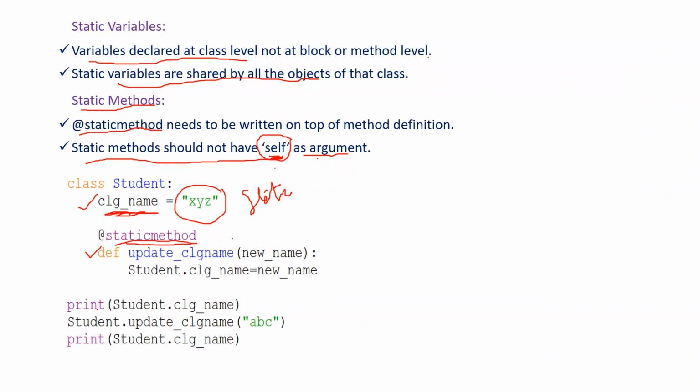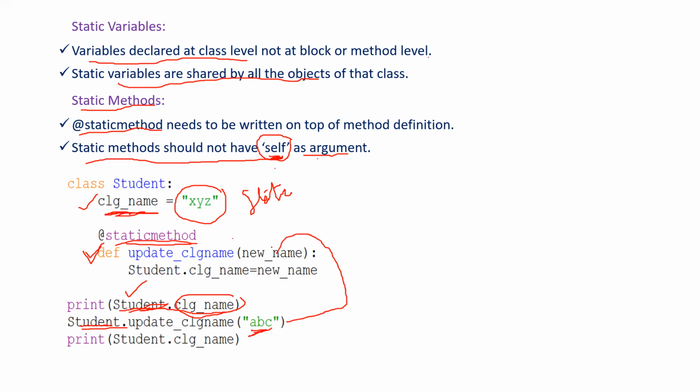Now take the example here. First we are going to get the value of the variable college name using the class name, Student.college_name. In order to access the static variables or methods, we can use the class name directly. Student.college_name will give the value XYZ here. Similarly, I am going to call the method update_college_name. This is also a static method, so I am going to call it with the class name, Student.update_college_name, and I am giving a new name ABC.